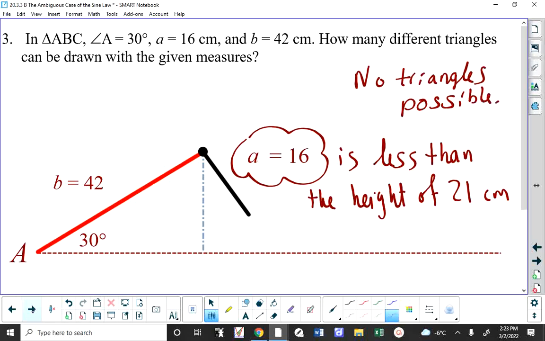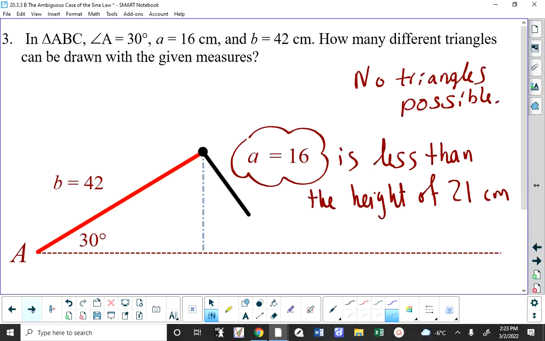I hope it's clear why I've chosen 30 degrees here. Because when we find the height using sine equals opposite over hypotenuse, we get 21. We don't get some kind of weird set of decimals. And now, any questions with 3?